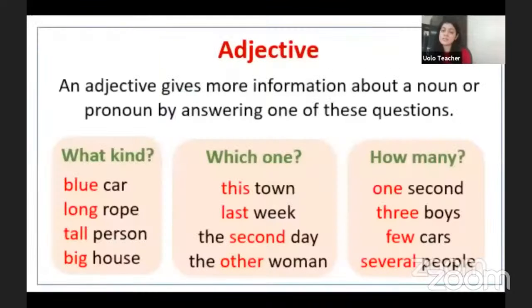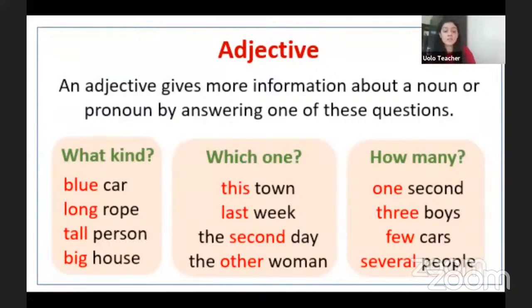The next grammar topic that I want to teach you today is adjective, something that we've already done in school. An adjective gives more information about a noun or pronoun by answering one of these questions. What kind? It's an adjective of quality, right? You have blue car, long rope, tall person, big house, an adjective of quality. Which one? This town, so that makes it demonstrative adjective where you are saying this town or that town, these towns or those towns. So you're being more specific about where exactly this thing is taking place. So we are talking about demonstrative adjective.